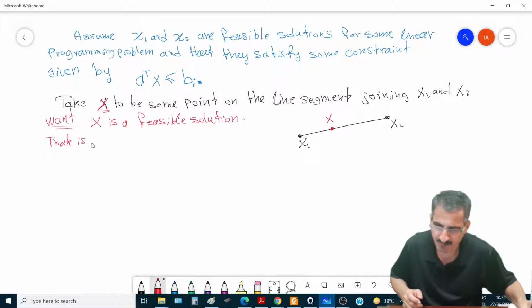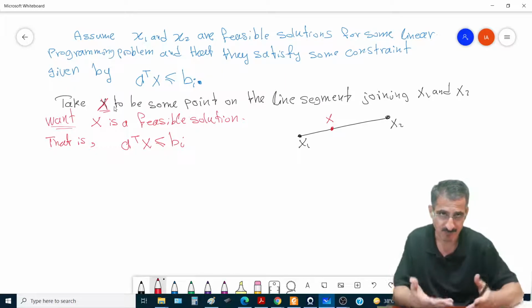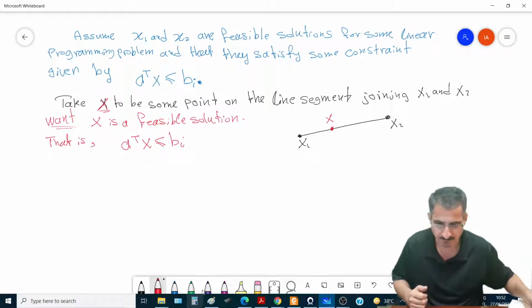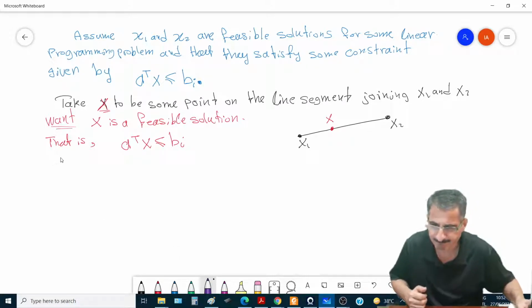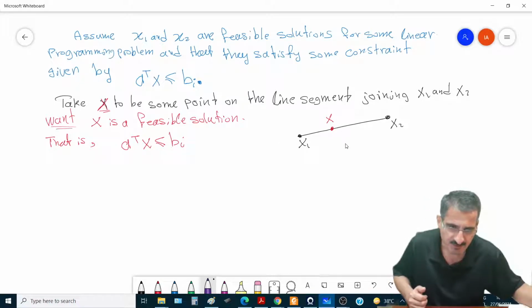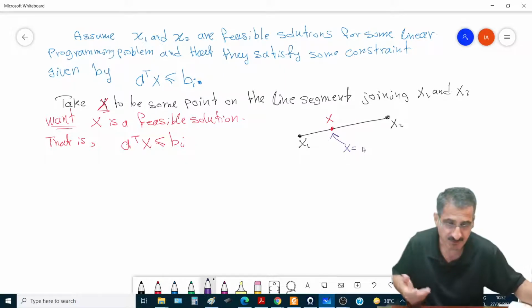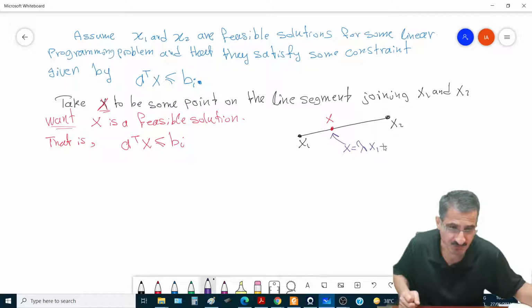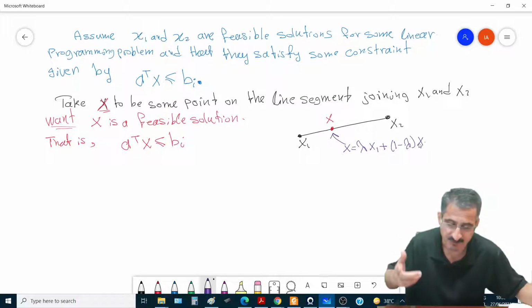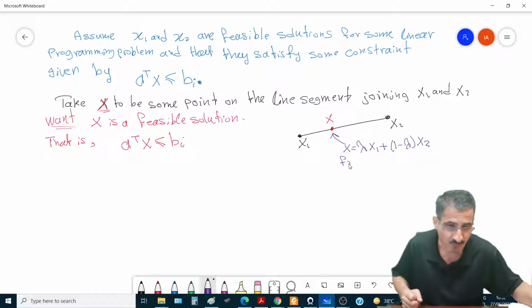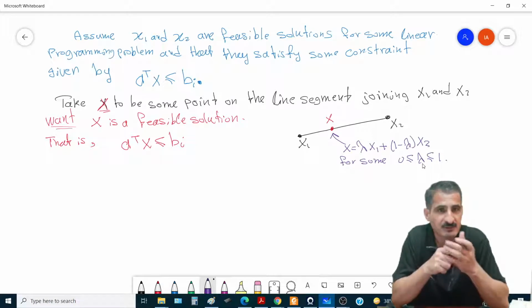This is equivalent to showing that A transpose x is less than or equal to bi. Correct? So if we can do it. Okay. But note, this x is on the line segment between x1 and x2, so it equals lambda x1 plus 1 minus lambda times x2 for some value we choose, lambda, that is between 0 and 1. So since it is on the line segment joining x1 and x2, then it must take that form.